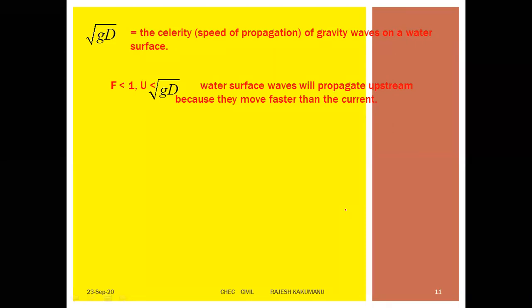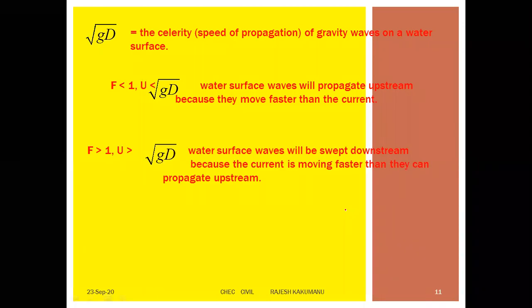When F is less than 1, u is less than root gD, water surface waves will propagate upstream because they move faster than the current. Next, when F is greater than 1, u is greater than root gD. Here the water surface waves will be swept downstream because the current is moving faster than they can propagate upstream.